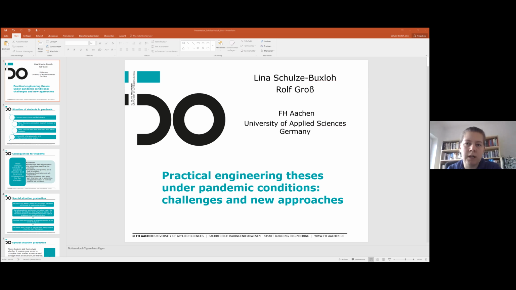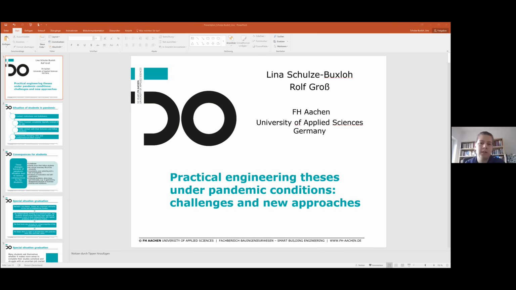Then we would like to concentrate on a quite special situation, which is the situation of graduation. Of course, bachelor and master theses are important elements at the end of our engineering studies. The aim is that the students prove by independently working on a practical topic that they have learned all necessary tools to deal independently with typical problems in a given time frame and with some support from a supervisor. Usually this is a professor or also the academic scientific staff.